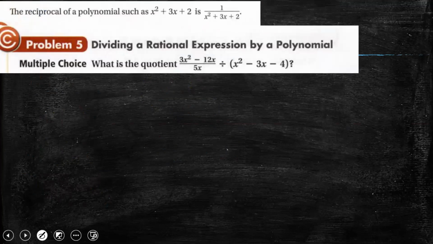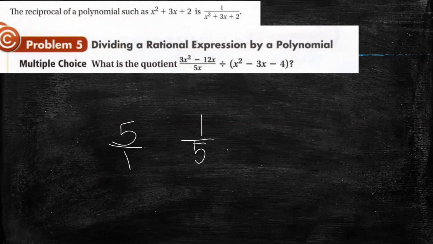Let's now talk about how to divide a rational expression by a polynomial. But before we talk about it, if we have 5, what is the reciprocal of 5? 1 over 5, bravo. Because here I have it like 5 over 1. When you flip it, we get 1 over 5.